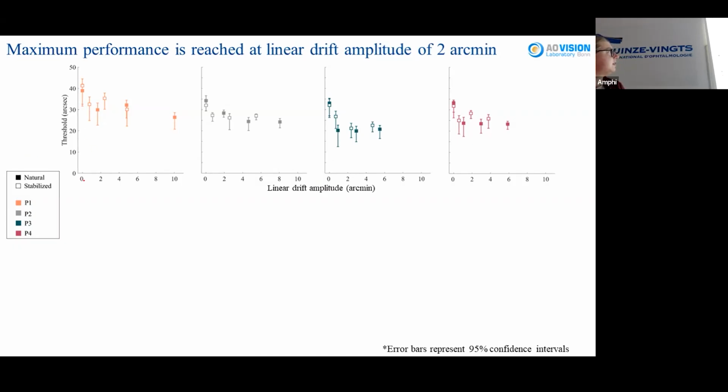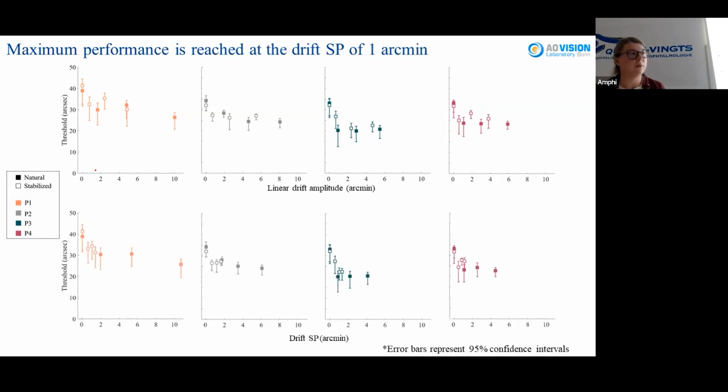And so we can see that this plateau of maximum acuity performance has been reached for all of the participants when linear drift amplitude stayed within 2 arc minutes, which is incredibly small eye motion. And then we investigated what would happen with the retinal space on the drift semi-perimeter measurement. And it seems like we need 2 times smaller space on the retina occupied to reach maximum performance, which is around 1 arc minute.